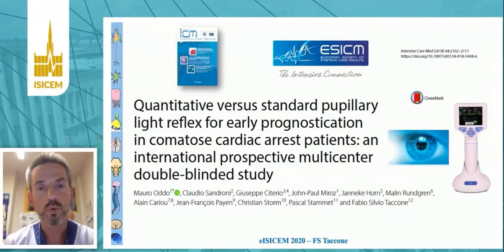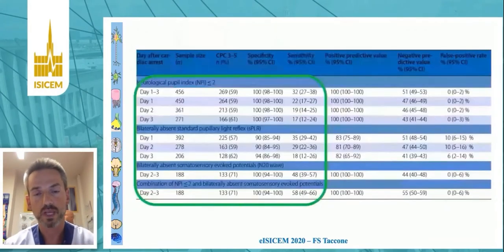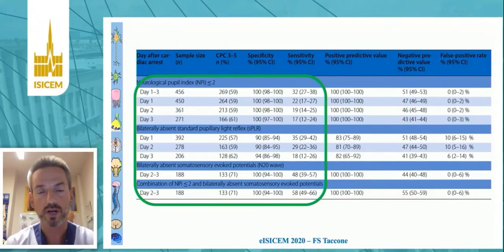Where the role of prognostication of pupillometry has been well studied is in cardiac arrest. We know that pupillary function is considered a strong predictor, and as we know that with pupillometry we can more adequately assess pupillary function, we performed this multicentric study of 456 patients, published in Intensive Care Medicine 2 years ago, where we observed that an NPI less than or equal to 2 already at day 1 had 100% specificity to predict poor outcome in these patients.